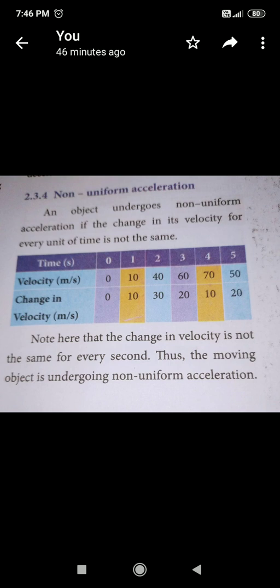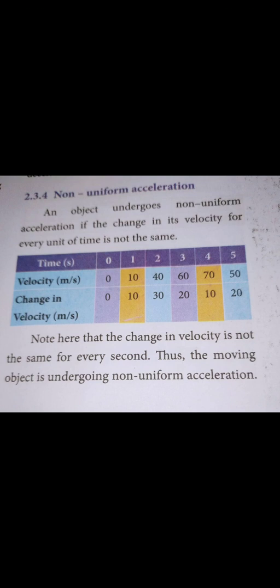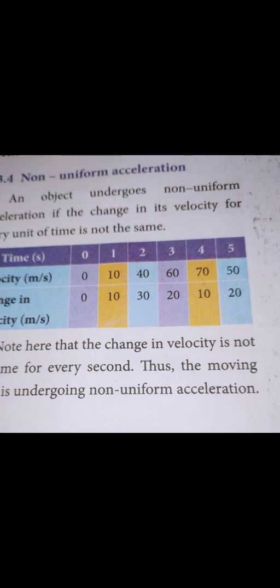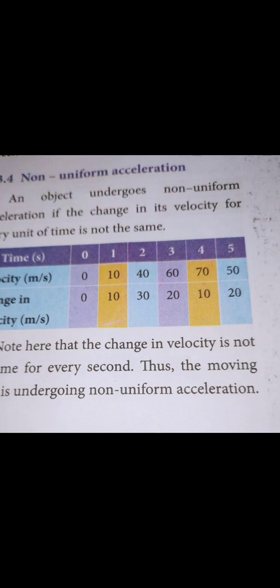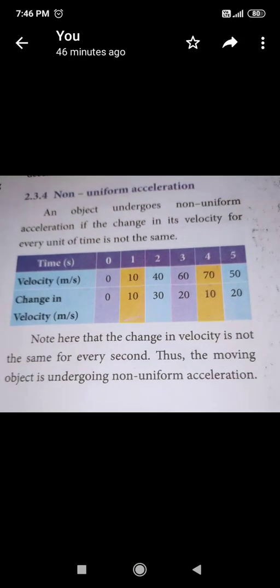Next one, change in velocity. 10 minus 0, 10. 40 minus 10, 30. 70 minus 60, 10. Likewise, it's going on. Here note that the change in velocity is not the same. ரெண்டு ஒன்று போலவா பாருங்க, ரெண்டும் மாறி மாறி இருக்கு. Thus the moving object is undergoing non-uniform acceleration.